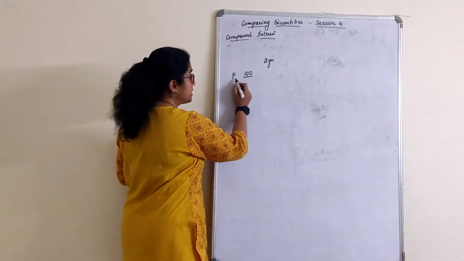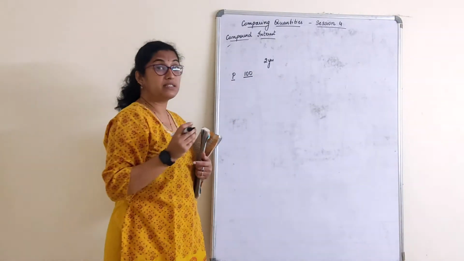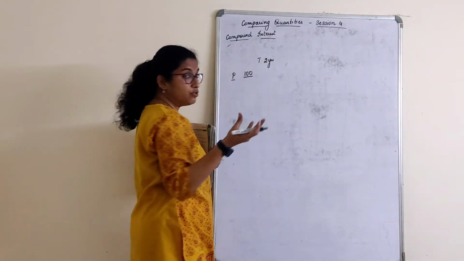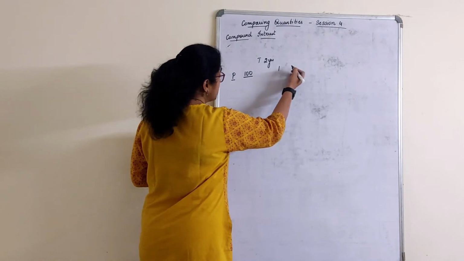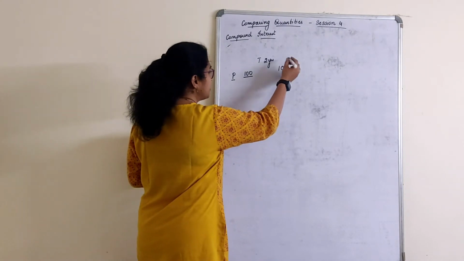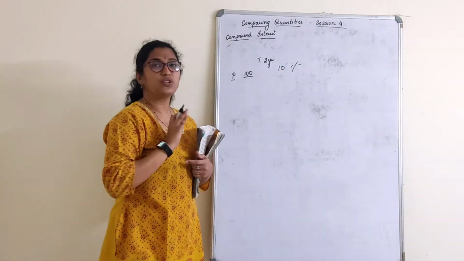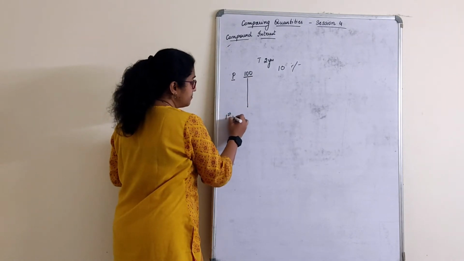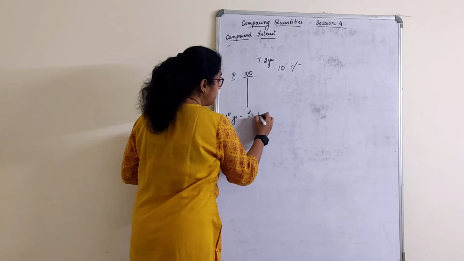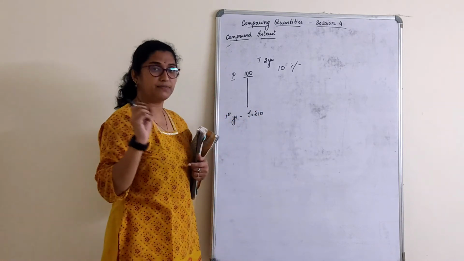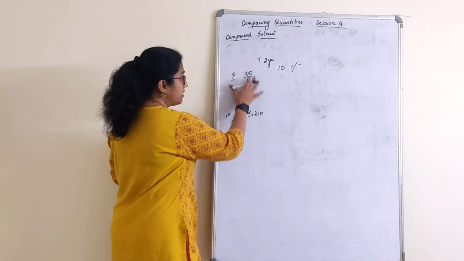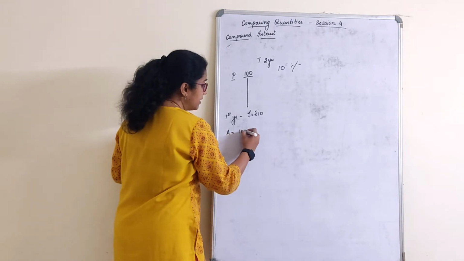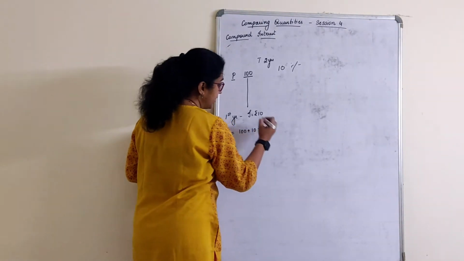So assume that you have kept rupees 100 for 2 years. This 100 rupees is the principal amount, and the time is 2 years. So you are getting some interest, say 10% interest, just a random calculation I am giving you. At the end of the first year, the interest will be rupees 10. So what will my amount be? My amount will be 100 plus 10, that is 110.